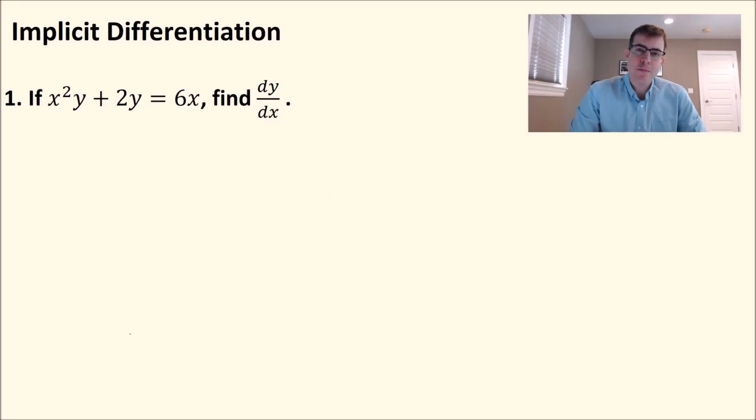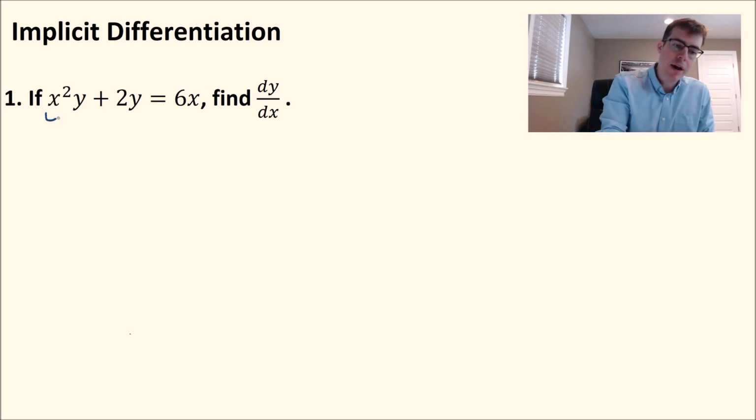Alright, so let's take a look at this implicit differentiation example. For number 1 here, it says if x squared y plus 2y equals 6x, find dy dx. Okay, so with implicit differentiation, whenever you take the derivative of a y term, you're just going to attach a dy dx to the end of it.